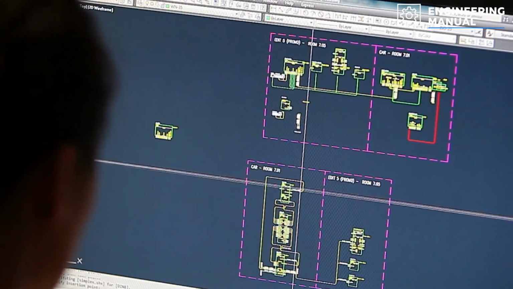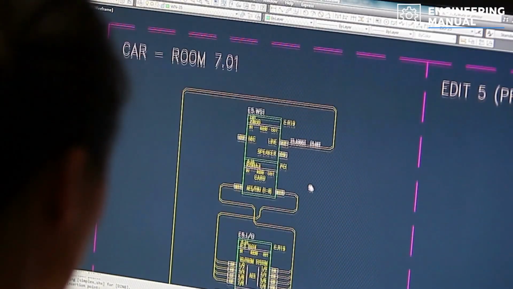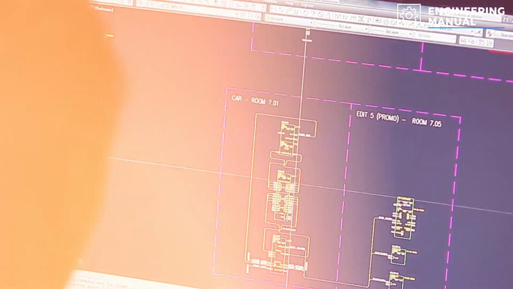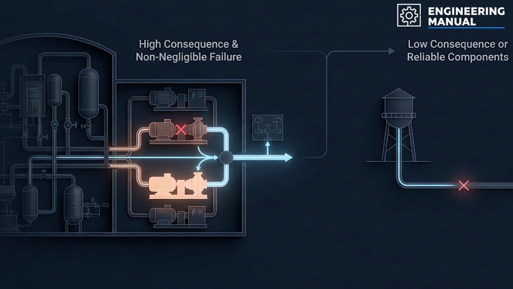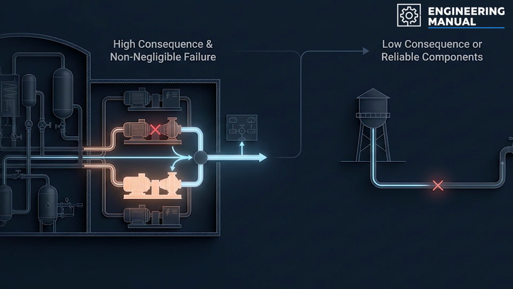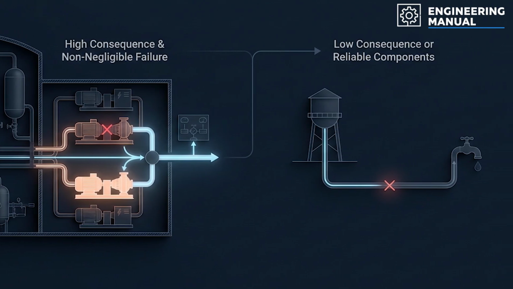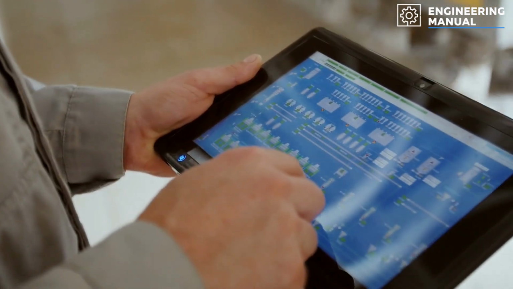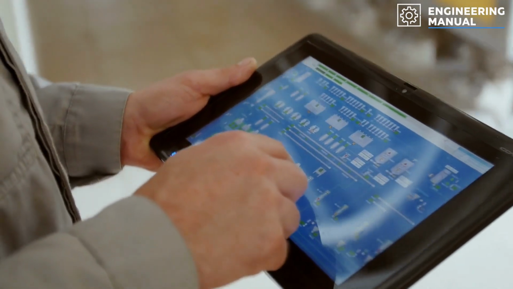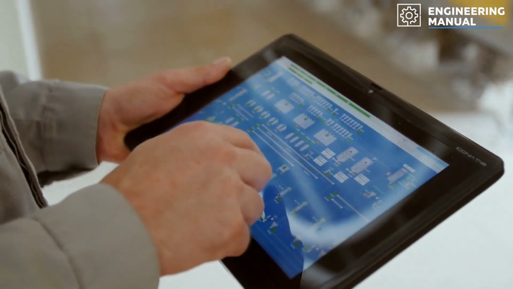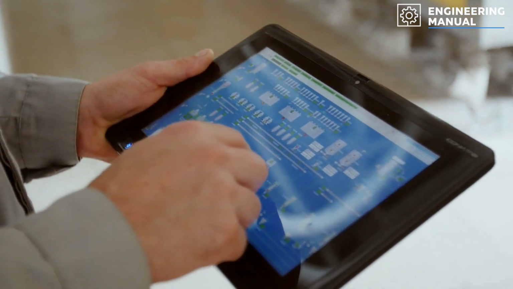Ultimately, engineers decide to add redundancy by analyzing probability and consequence together. High consequence combined with non-negligible failure probability motivates duplication. Low consequence or extremely reliable components may not. The decision is rarely emotional. It is grounded in quantitative risk assessment, economic modeling, and understanding of failure mechanisms.